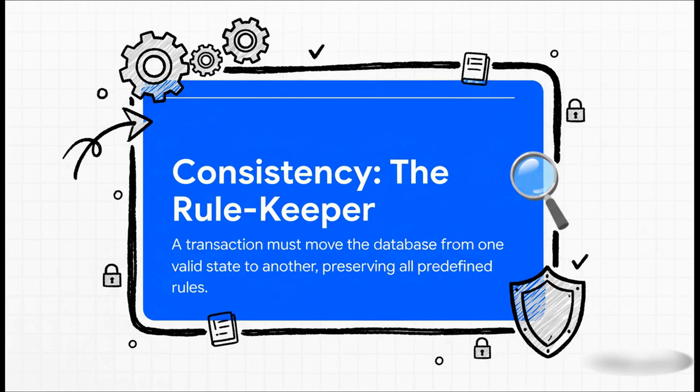All right, next up is C for consistency. And you can really think of this one as the rule keeper. It's like a bouncer at a club, but for your data. Its only job is to make sure every single transaction follows the rules of the system, no exceptions.